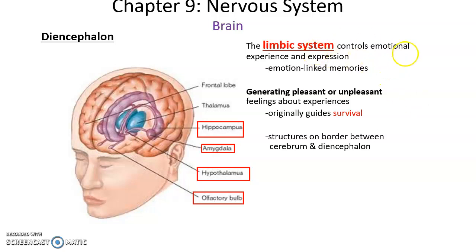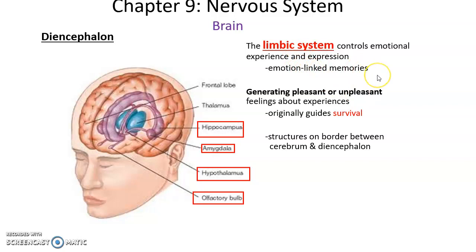Limbic system. The limbic system is the brain tissues that help to control and regulate emotions. So it controls emotional experience, how we experience our emotions, and how we express emotions. The limbic system is a collection of tissues found both in the cerebrum and in the diencephalon. So it has, for instance, the amygdala, which is part of the cerebrum, the hippocampus, part of the cerebrum, and the hypothalamus, which is obviously part of the diencephalon. It even includes the olfactory bulb.